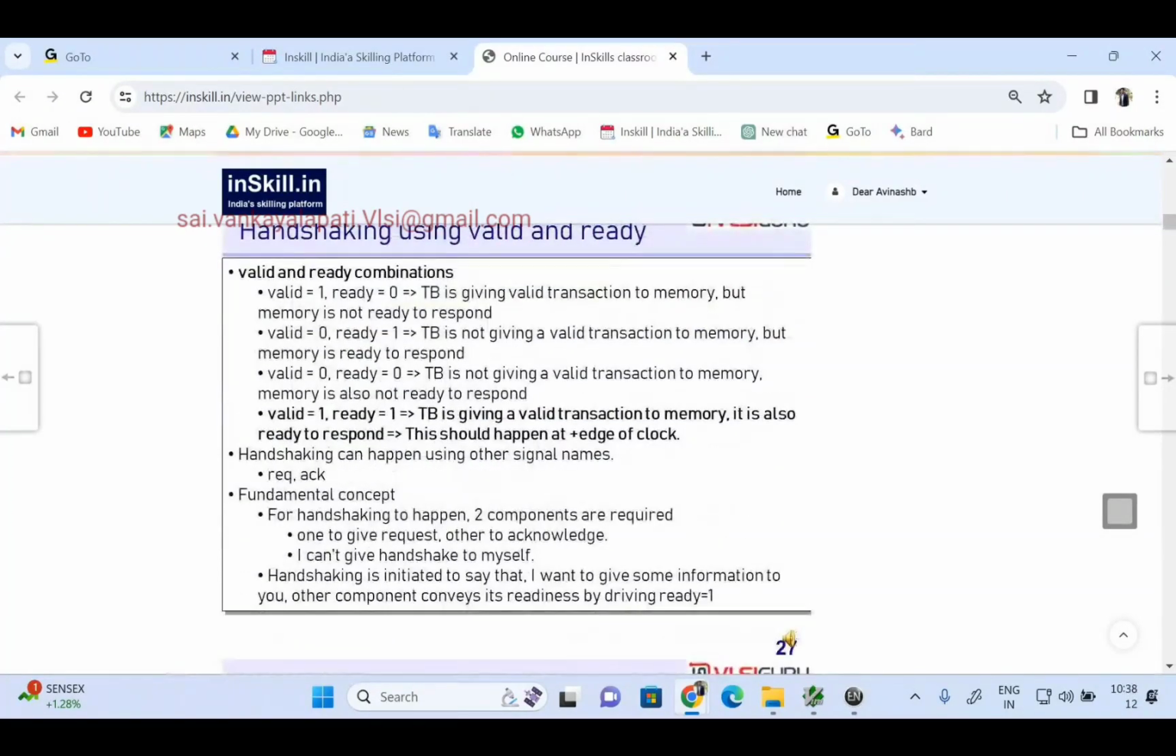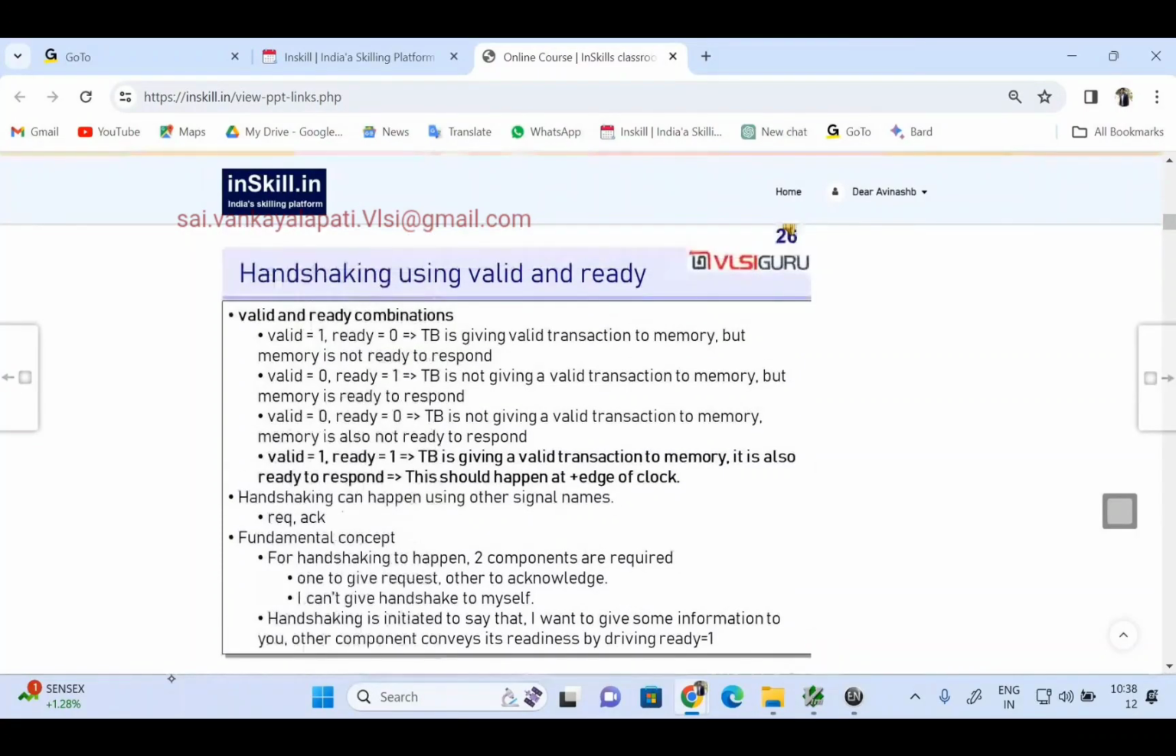So with this, now let us start writing the Verilog model for the memory. How do valid and ready help us do the transactions? Consider the combinations. Valid is 1, ready is 0: the testbench gives a valid transaction to the memory, but the memory is not ready for the testbench. Valid is 0, ready is 1: the testbench is not giving a valid transaction, but the memory is ready. If valid is 0 and ready is 0: nothing. The testbench is not giving any valid transaction, and the memory is also not ready to respond.